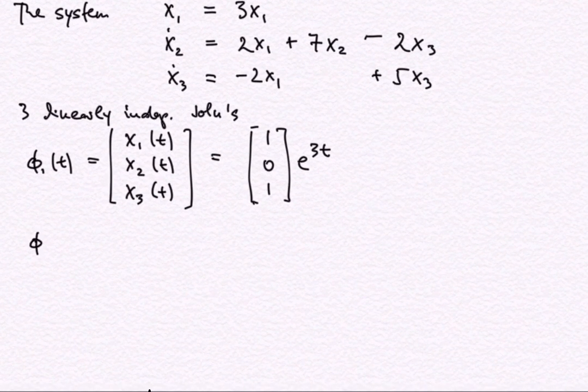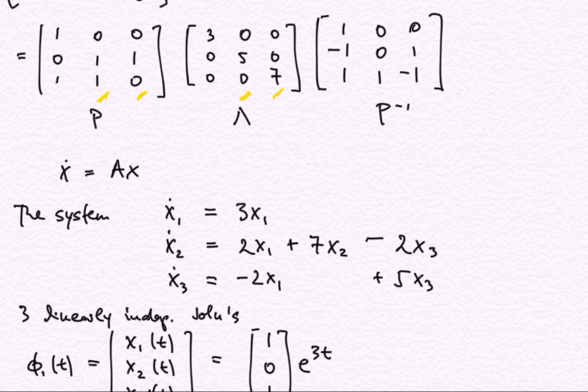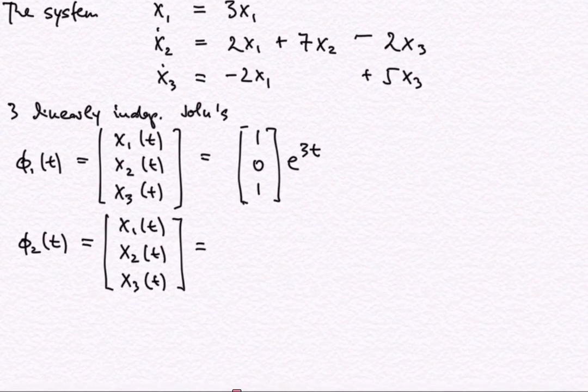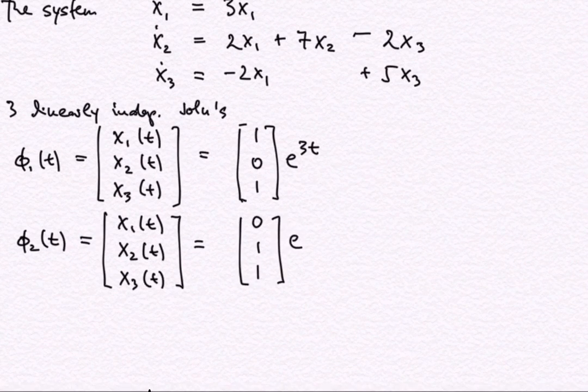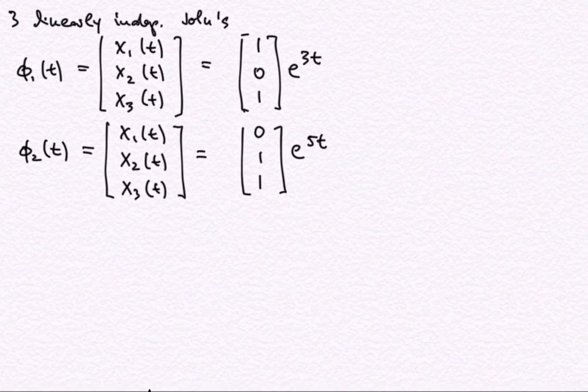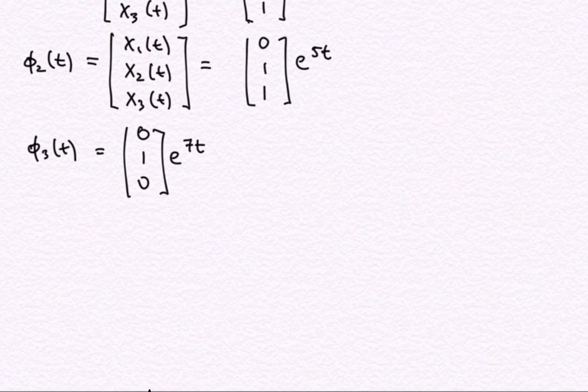The second solution again gives functions for x1, x2, and x3. I'm soon going to stop writing this, but right now I'll do it just to be very clear. The second eigenvector and the second eigenvalue. So 0, 1, 1, e to the power of 5t. And the third, and now I stop writing this, 0, 1, 0, but of course I still mean the same, e to the power of 7t, the third eigenvector and the third eigenvalue.